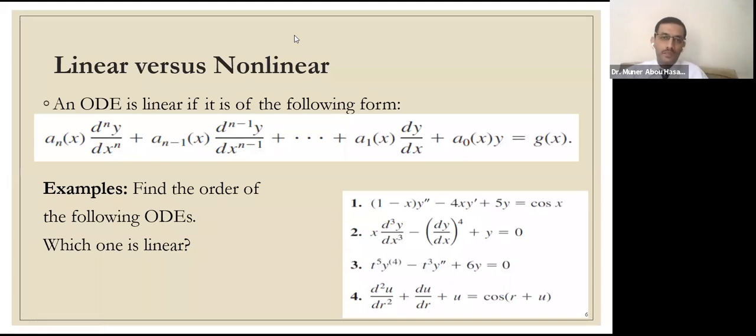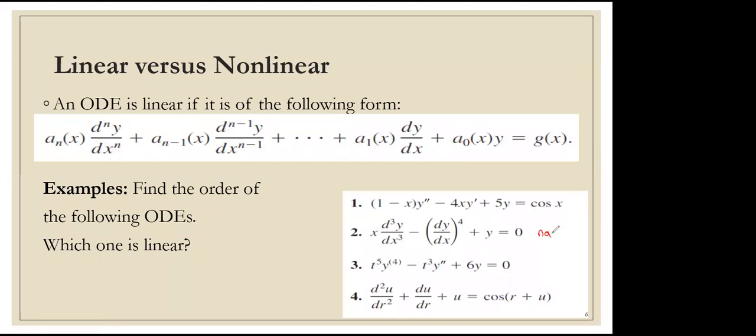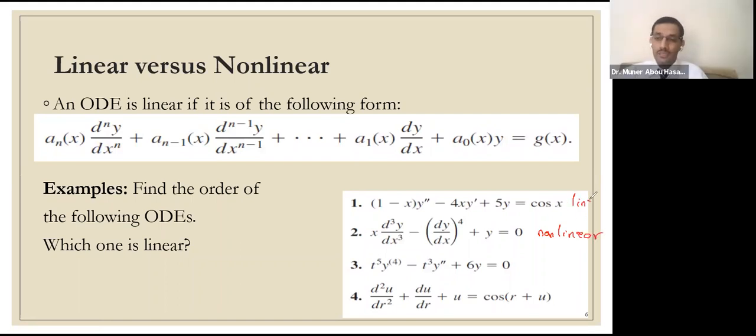You are right. So let me write here: this one is non-linear, but this one is linear. Some students will ask, Doctor, let me go back to question number 1. Here I see cosine, and you told us that if you have cosine, it is non-linear. Yes, if you have cosine of your unknown function, it will be non-linear. But if you have cosine of the variable, don't worry about this. The most important thing is your unknown function. So equation number 2 is non-linear because the first derivative has power 4.